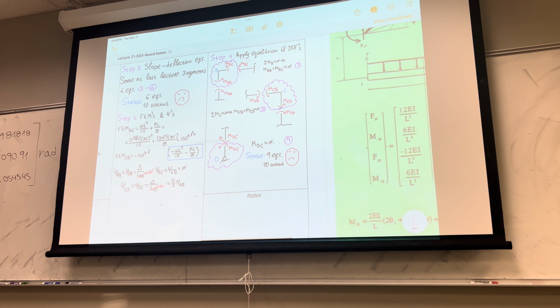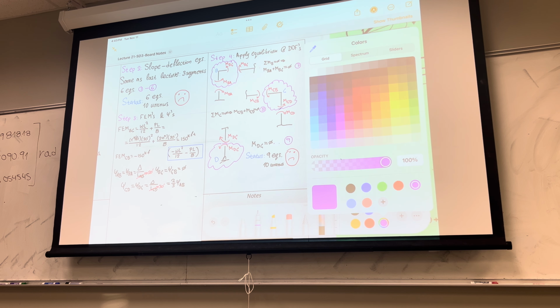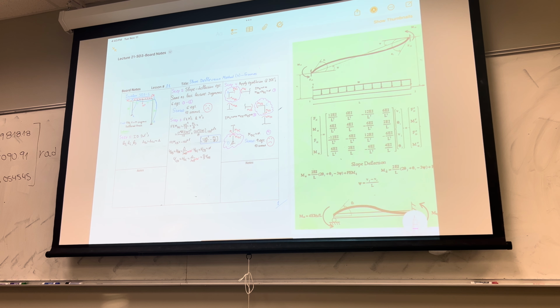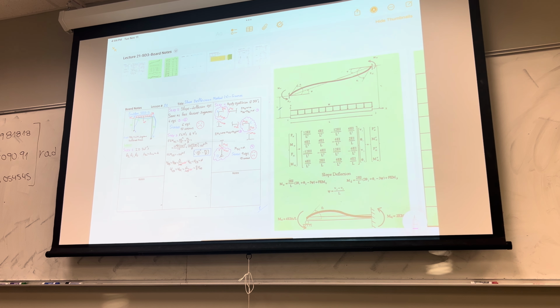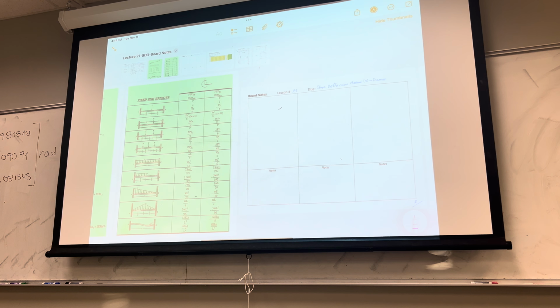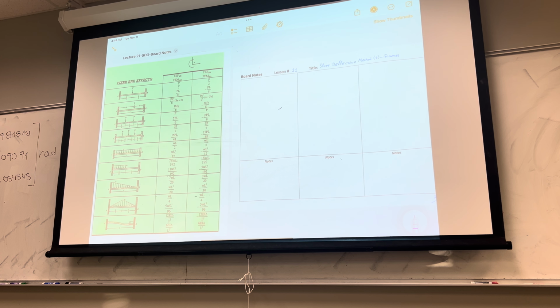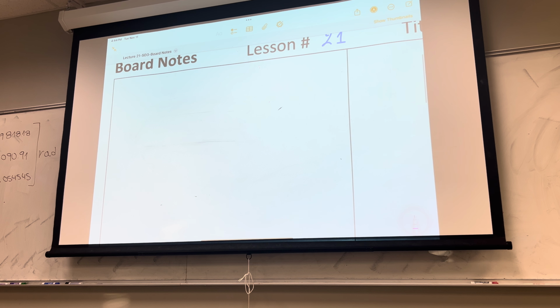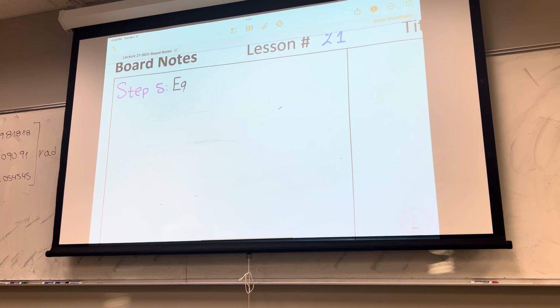But we have not said our final words yet. We have some more aces in our sleeves. Step 5. And you will need this for problem set 10. Equilibrium of the structure.